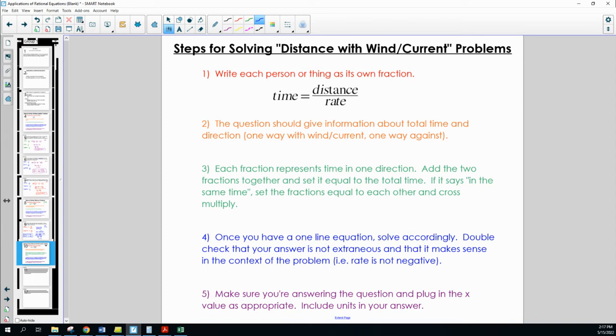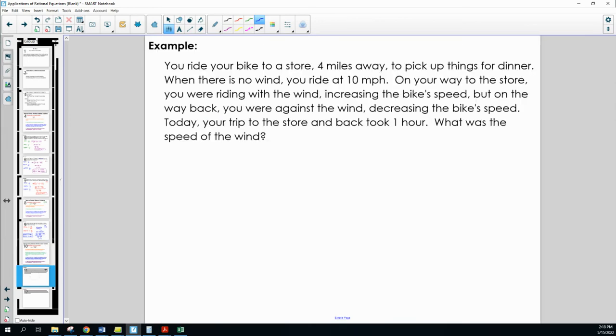So if they give you a total time, we'd add the two fractions together and set it equal to the total time. Sometimes it might say in the same time, like the previous problem, in which case we'll set the fractions equal to each other and cross multiply. And then again, 4 and 5 are the same steps. Make sure you solve the equation accordingly. Double check your answer for extraneous solutions. Make sure it makes sense in the context of the problem. Make sure you're answering the question being asked, and also make sure you're including your units.